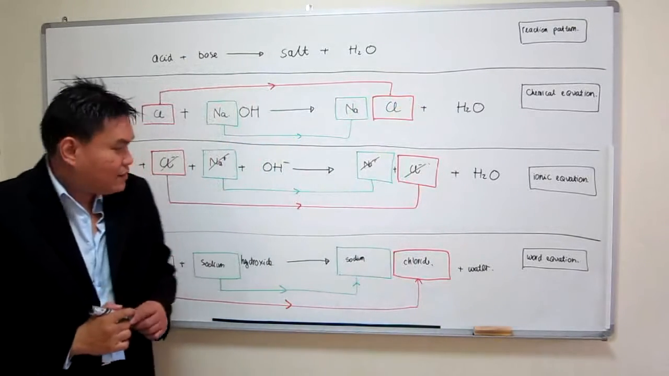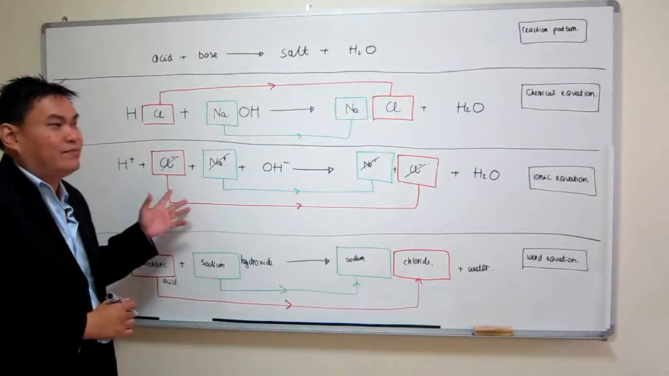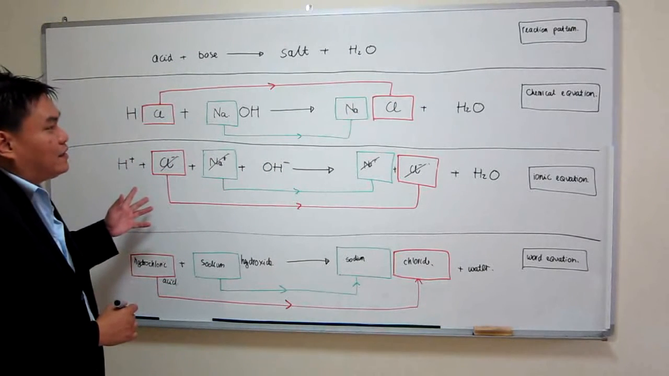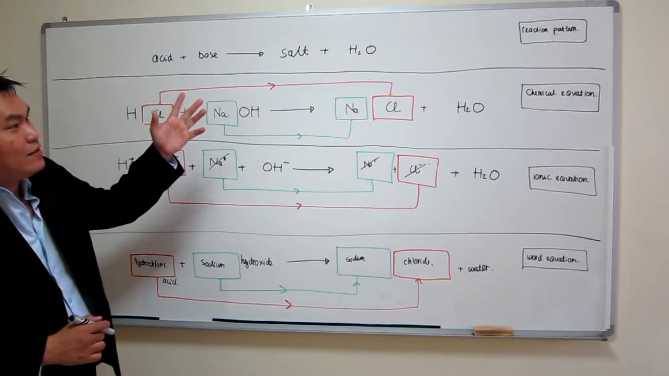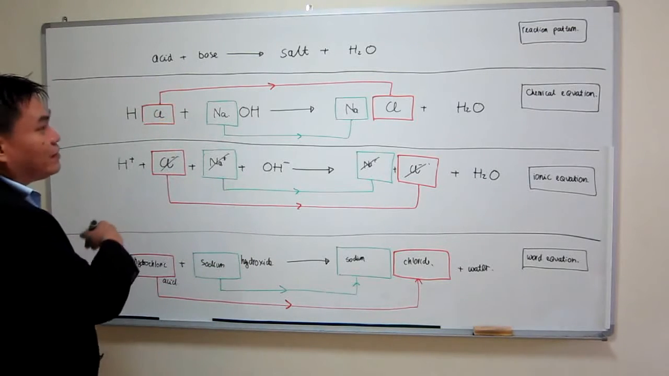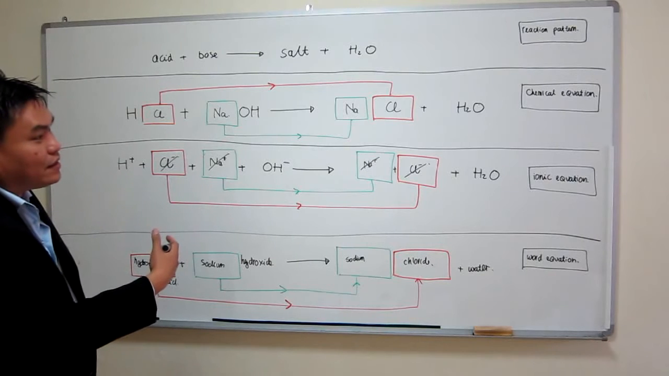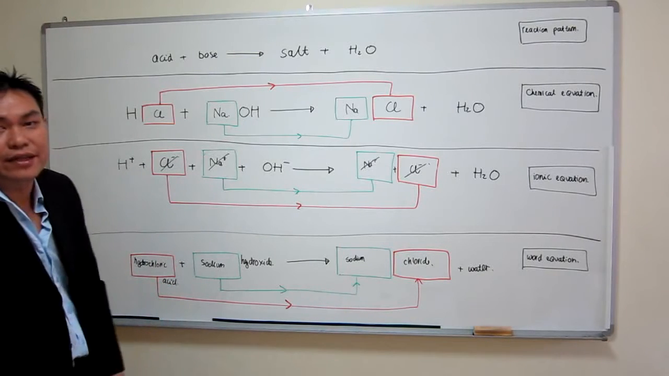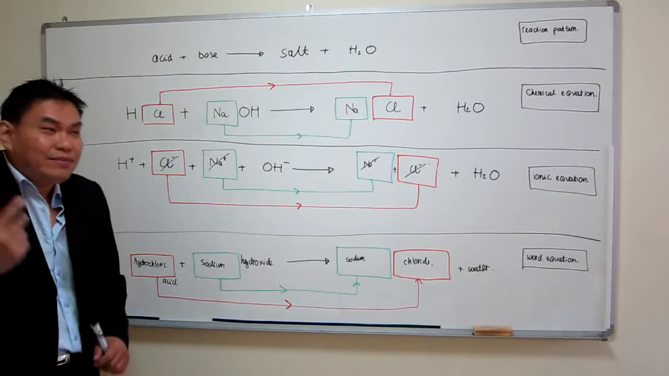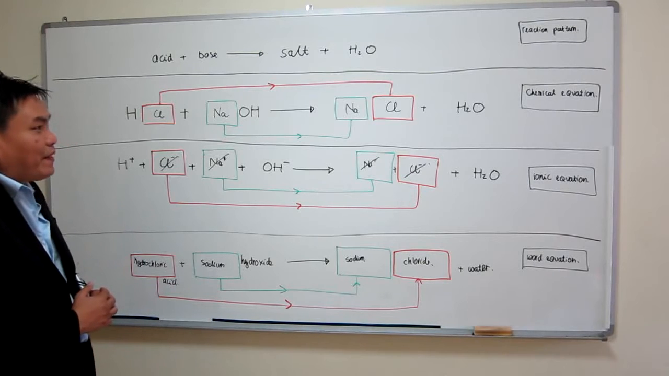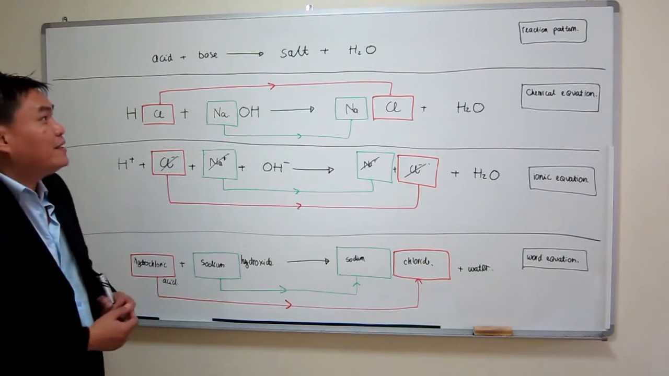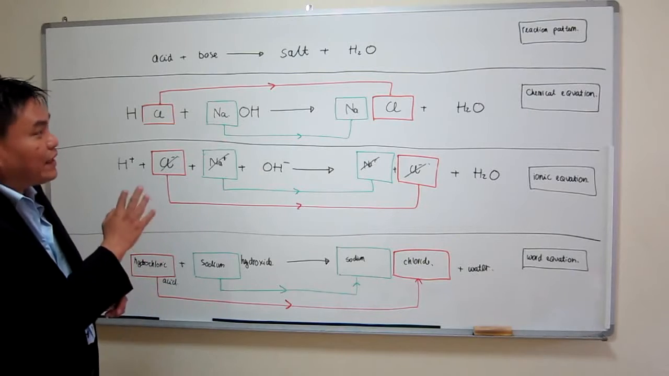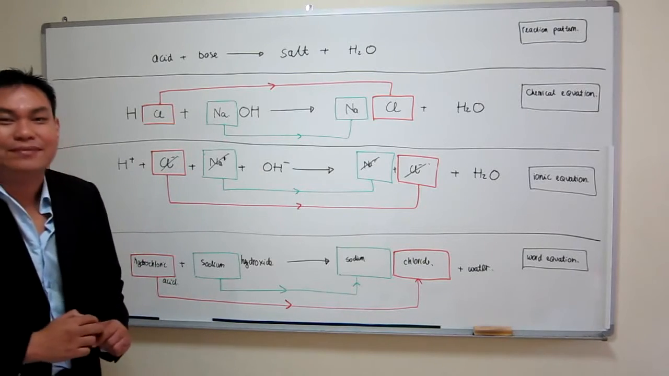So this is a very simple example of reaction between acid and base, and depends on what the question asks, we can give them either chemical equation, ionic equation, or word equation. Coming next is a little bit more complicated reaction between acid and base.